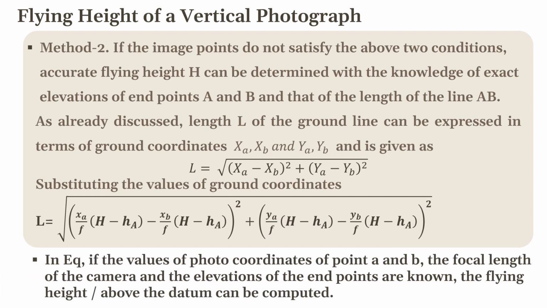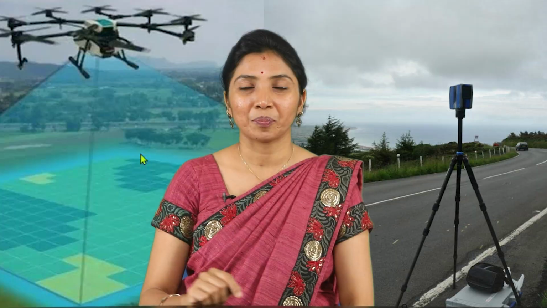Here what you need to know: the photo coordinates of the points a and b, focal length of the camera and elevation of the endpoints. With all these values plugged into the equation, you can compute the flying height H above the datum very accurately. Let us look into an example for this.